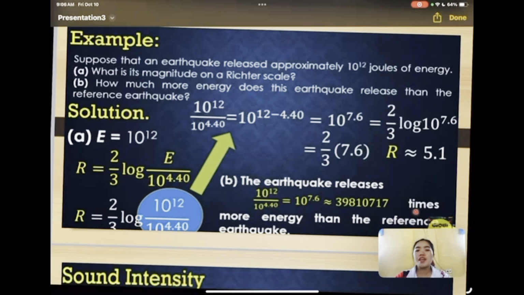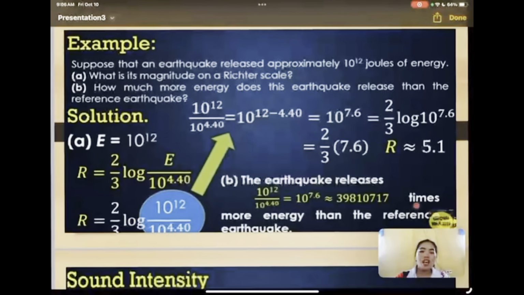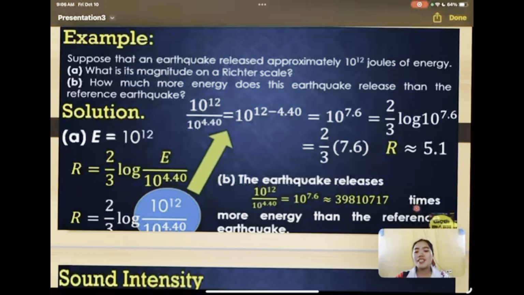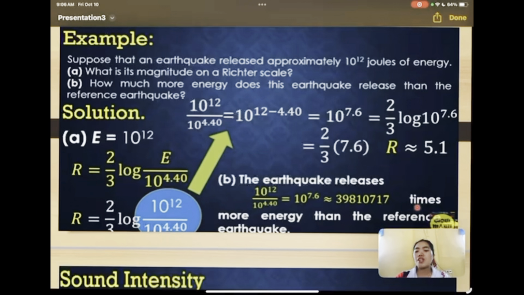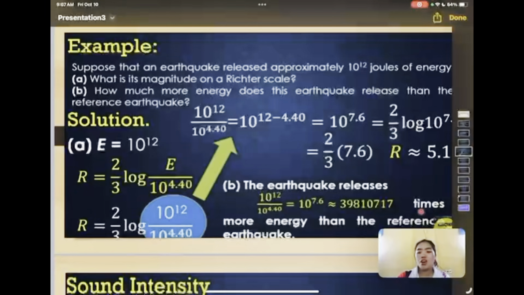Now, for letter B, the question was, how much more energy does this earthquake release than the reference earthquake? The earthquake releases 10 raised to the power of 12 over 10 raised to the power of 4.40. Then we got 10 raised to the power of 7.6, which is approximately equal to 39,810,717 times more energy than the reference earthquake.